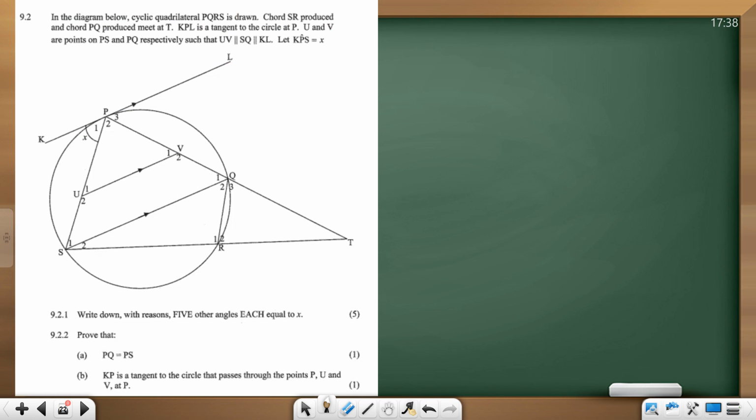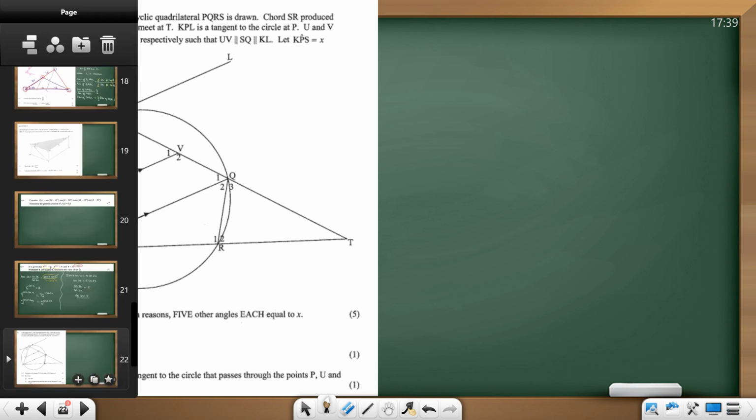Let's have, all right, one question here on Euclidean geometry. In the diagram, cyclic quadrilateral PQRS is drawn. Chord SR produced and chord PQ produced meet at T. KPL is a tangent to the circle, all right? And we have all of that. UV is parallel to SQ and parallel to KL. Let angle S be x.